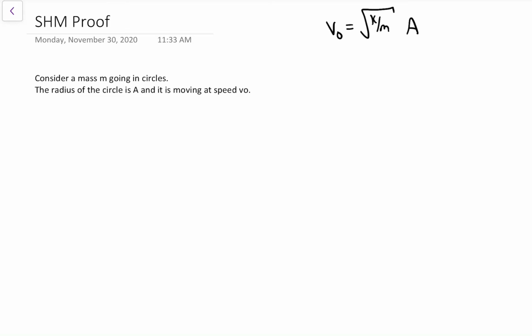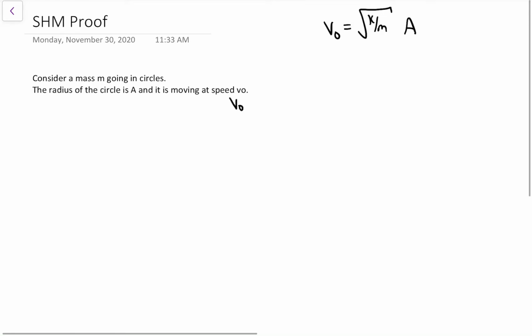We're going to start off looking at a two-dimensional circle and then talk about projection and equate it to simple harmonic motion. So here we go. Consider a mass m that's going in a circle with a radius of a and it's moving at speed v naught. I couldn't subscript, so this is supposed to be v with a little subscript. You'll see why I chose those particular letters as we work through it.